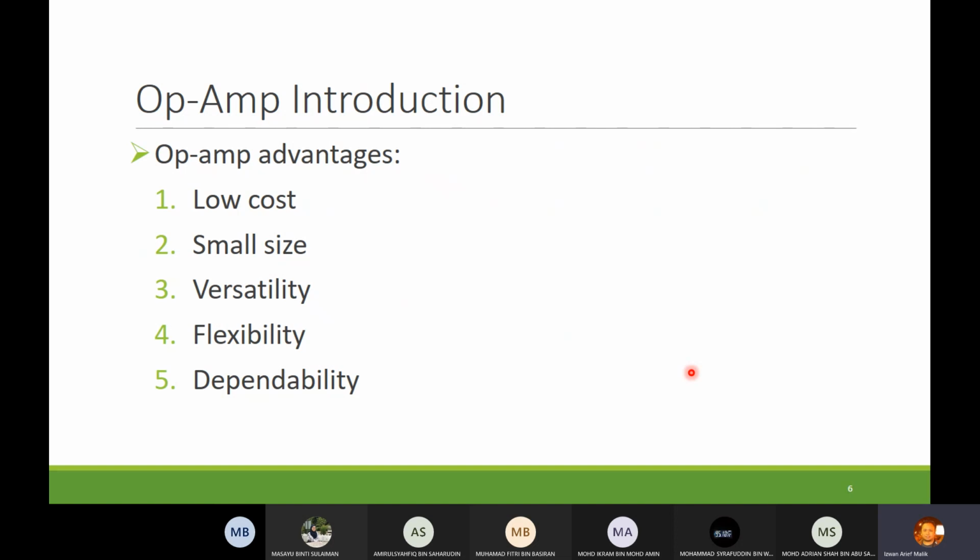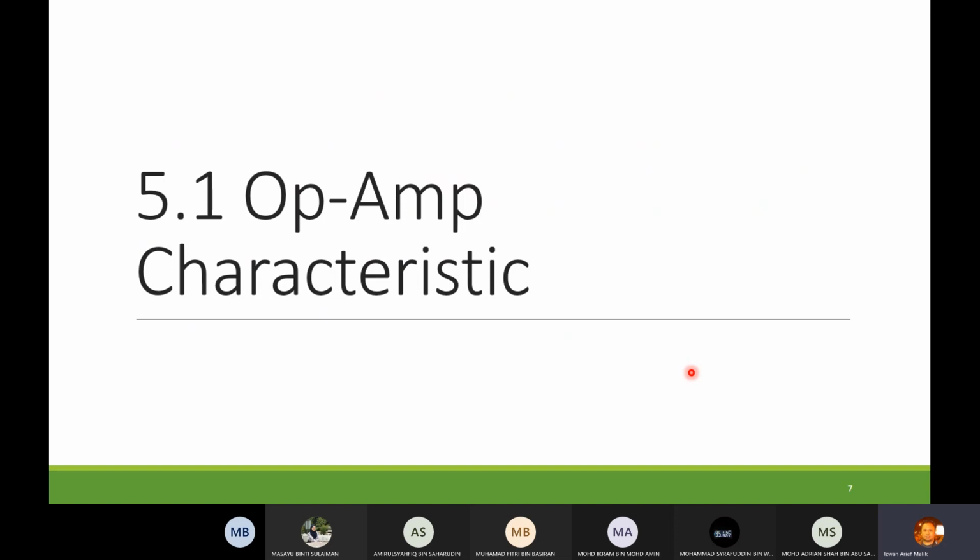So what are the advantages of the usage of op-amp? It is low cost, small size, versatility, flexibility and dependability. Those are the advantages. If we look at these advantages, they are indeed in the list of desirable characteristics in terms of our electronic circuit. So if you have features like this, it means you are a good component.